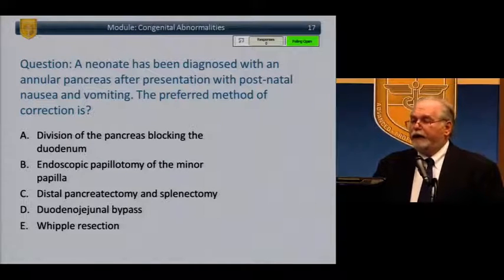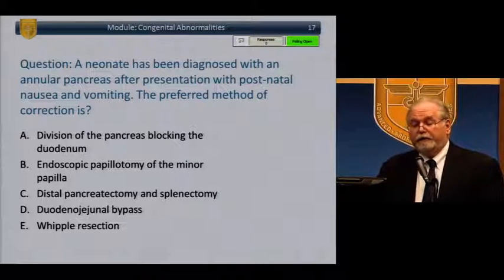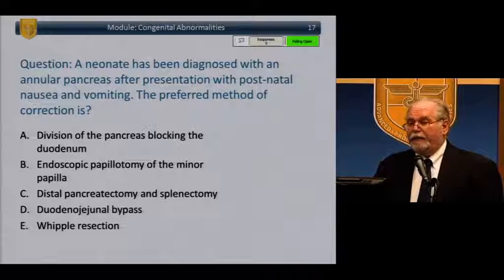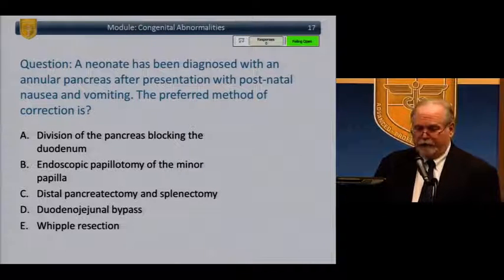Question. A neonate has been diagnosed with an annular pancreas after presentation with postnatal nausea and vomiting. The preferred method of correction is A, division of the pancreas blocking the duodenum. B, endoscopic papillotomy of the minor papilla. C, distal pancreatectomy and splenectomy. D, duodenojejunal bypass. Or E, Whipple resection.